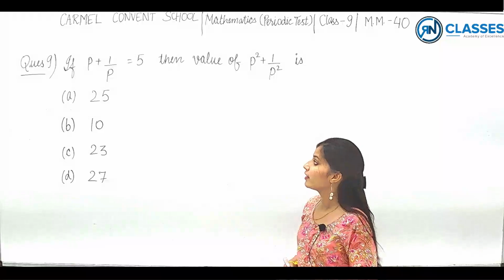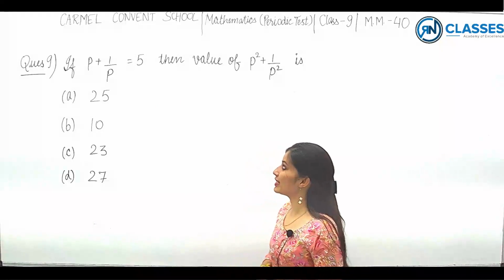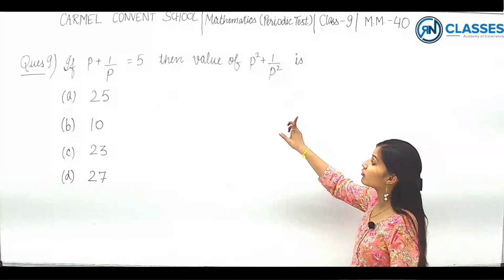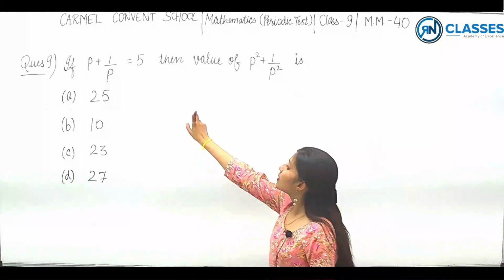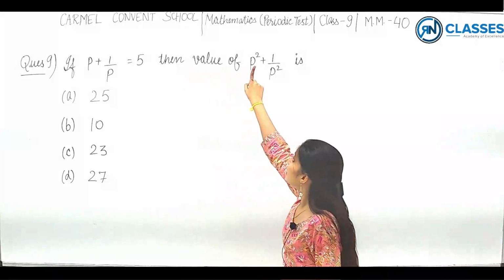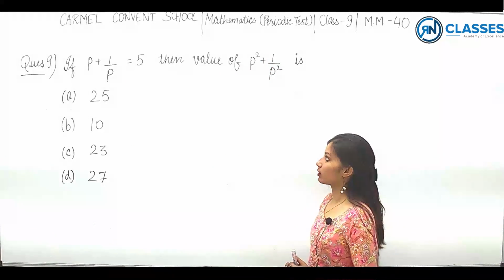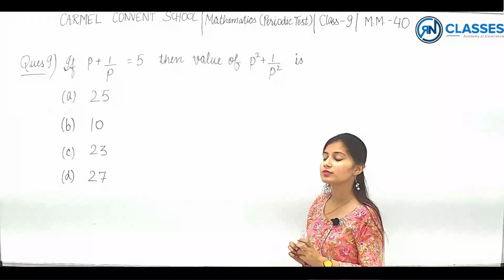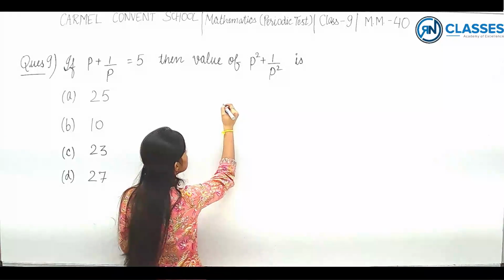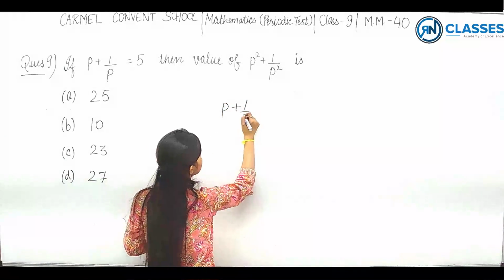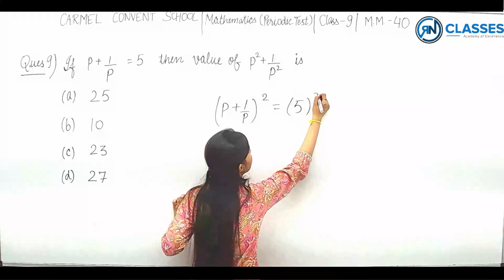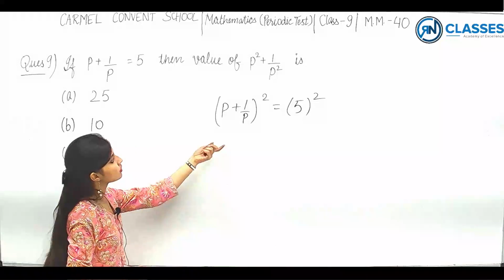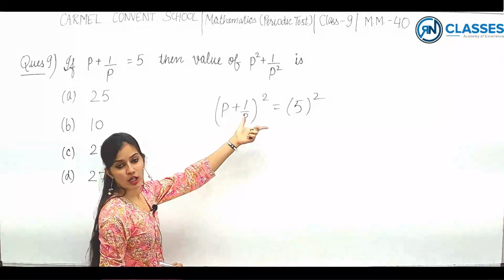Question number 9. If t plus 1 upon t is equal to 5, then the value of t square plus 1 upon t square is. Now with the help of this, how can this expression be created? If we do squaring, what we do is squaring both sides. This square is equal to 5. Right? So this is a plus b whole square.